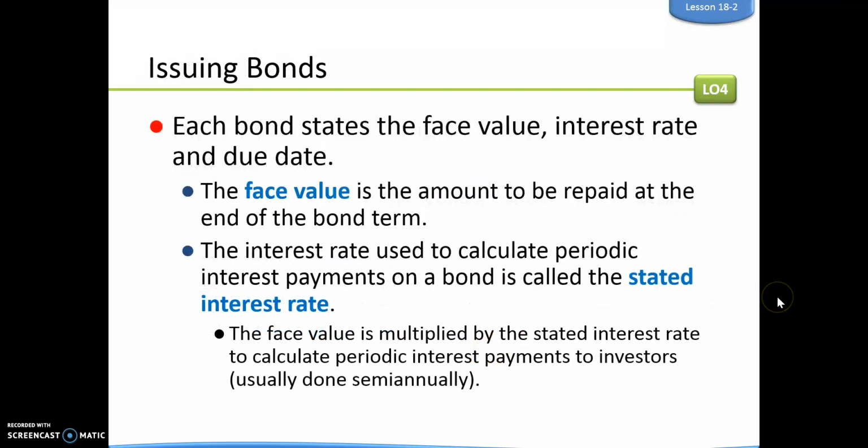So each bond actually states a face value, an interest rate, and a due date. The face value is the amount that's going to be repaid at the end of the bond term. So if you take out a $500,000 bond, that's essentially what the face value is. Then, of course, we have the interest rate, which we refer to as the stated interest rate. The face value gets multiplied by that stated interest rate in order to calculate our periodic interest payments.